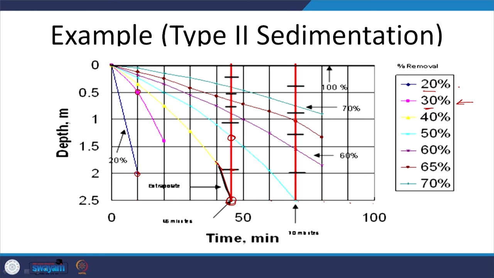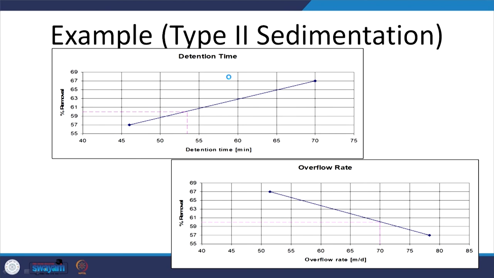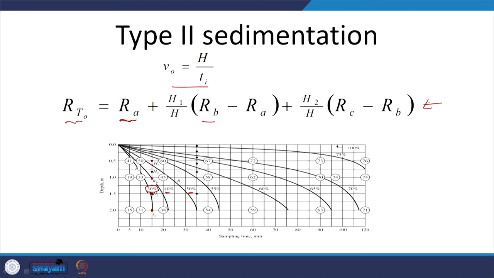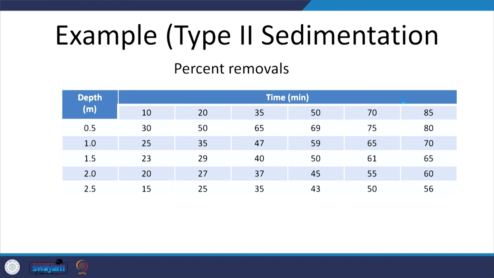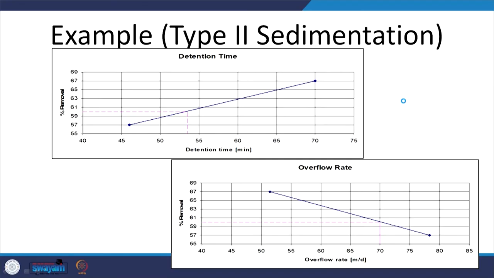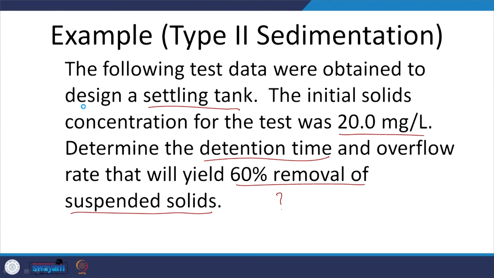Why do I need to get the midpoint? Because if we look at the relevant equation out here for the percentage removal, we need this midpoint, and H1, H2, and so on. So that's what is needed. After I calculate that, I'll be able to plot the percentage removal against the detention time. And from this, what was the percentage removal that was requested? I believe it was 60%. Let's look at it, okay, 60% removal was required.